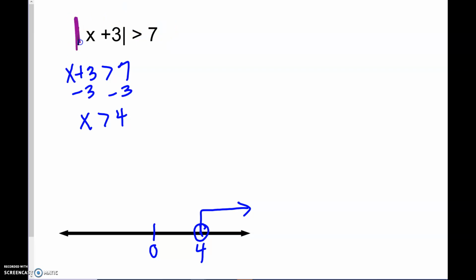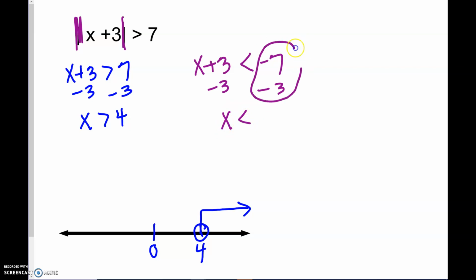Okay, now I always have to do my second case. So I have absolute value and then my symbol number. So I can go right to my second case. X plus 3. Now remember, we need to flip that sign and make it negative 7. So I'm going to subtract 3, subtract 3. So x is less than, use your calculator so that you do negative 7 minus 3, and we get a negative 10. So I'm down here at negative 10. Again, open circle because there's nothing underneath. And I am going to shade to the left.